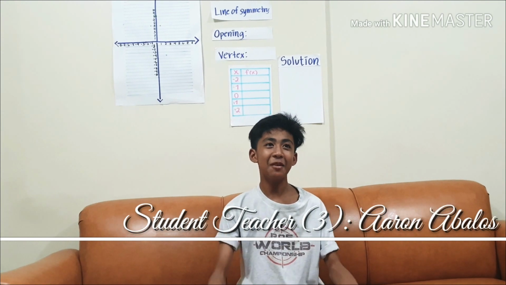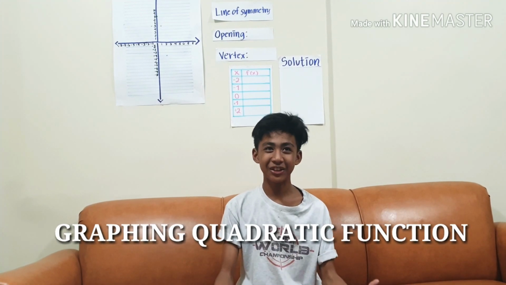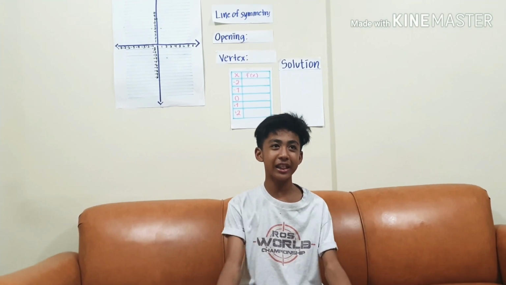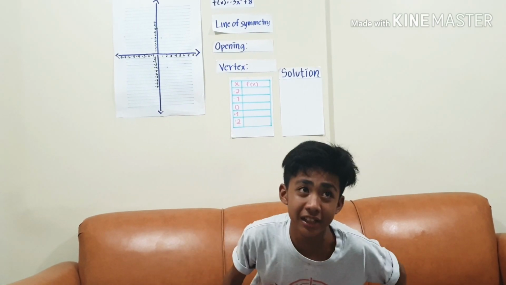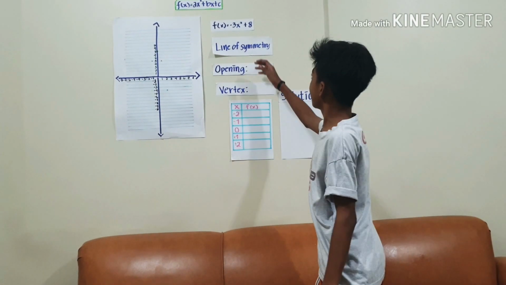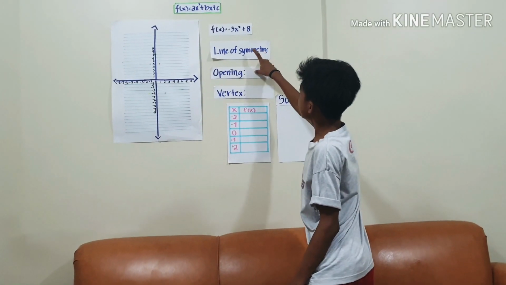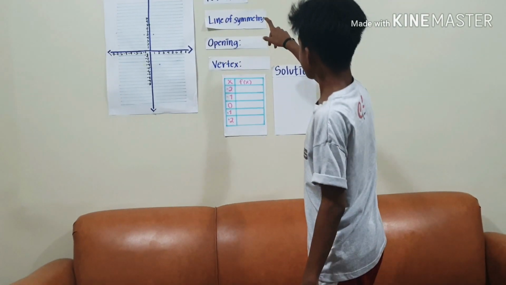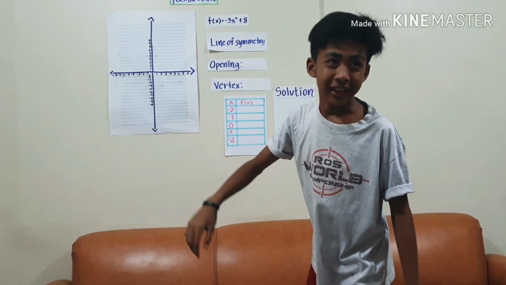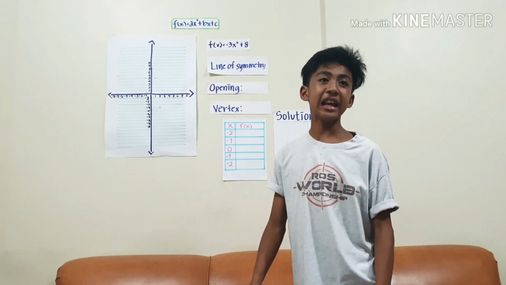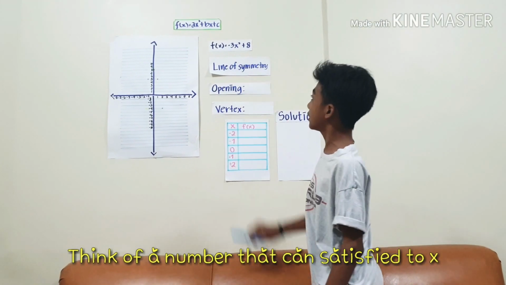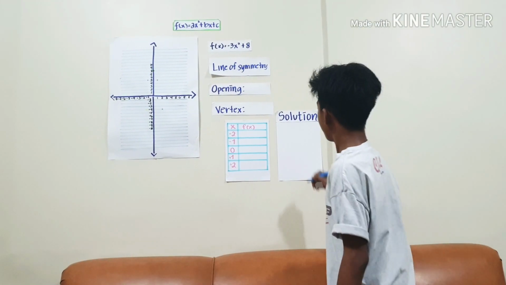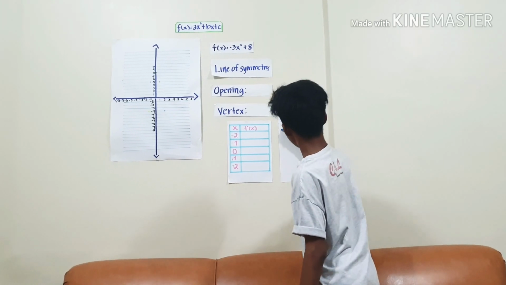Hey guys, I'm your teacher in the fourth day. Today, I discuss how to get the vertex and the line of symmetry of an equation. So here is one of the examples: f of x equals negative 3x squared plus 8. First, analyze the equation. Think of a number that can satisfy x. And for me, I think it's negative 2.